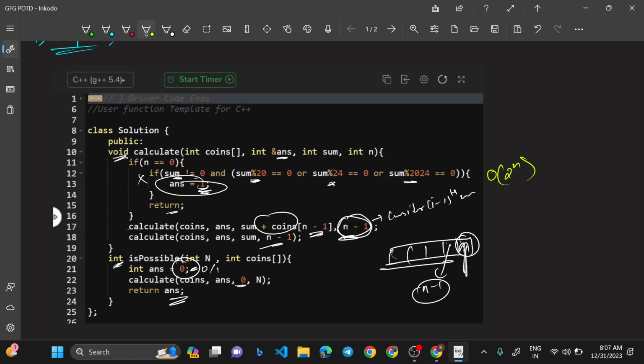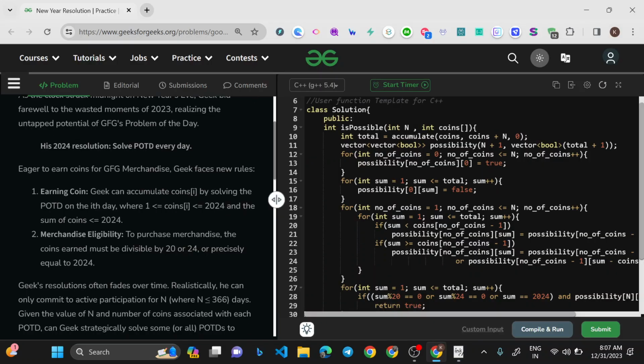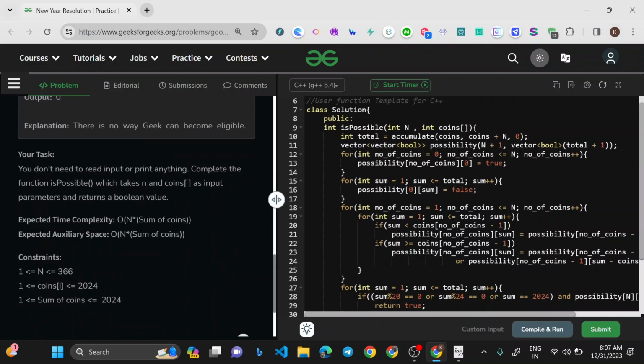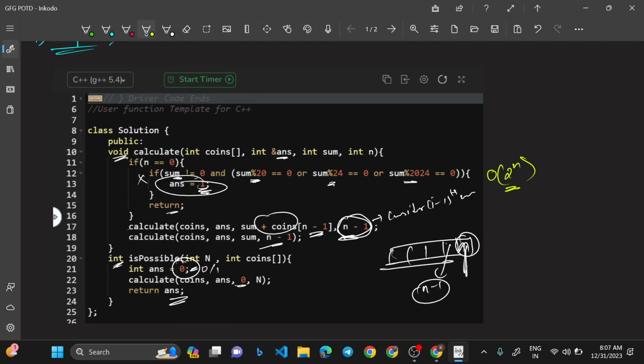Why? For each and every coin there are two choices, considered or not considered, and how many coins are there? N. So 2 power n it goes, and n is going up to 365 if I'm not wrong in the constants. If it is 366, 2 power 366 is very tough. You cannot use that particular solution, that's not feasible. So you will try to memoize it.